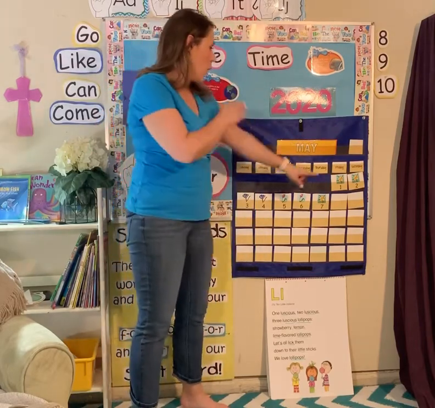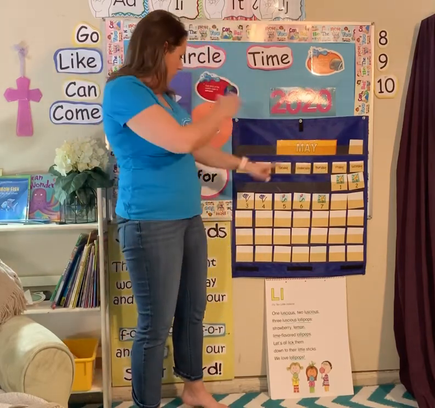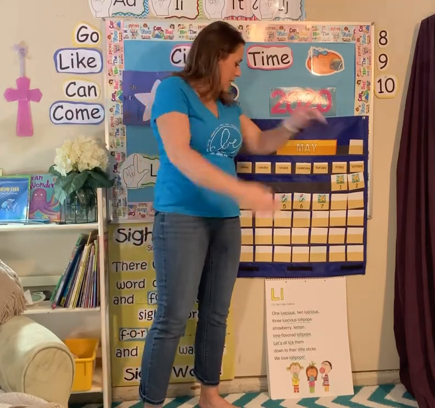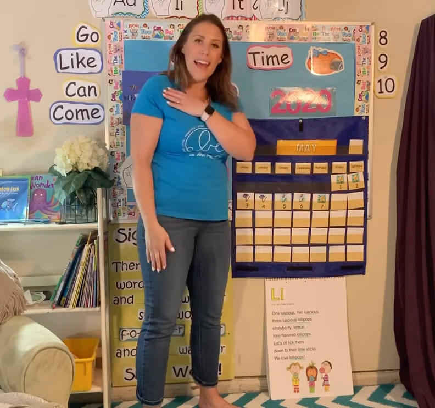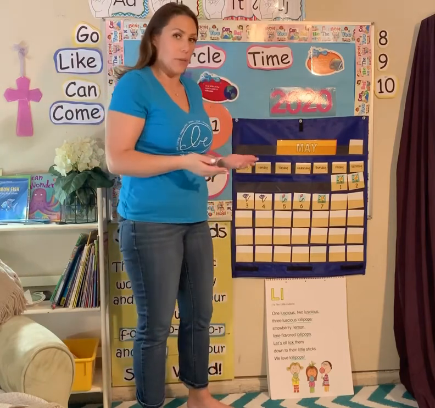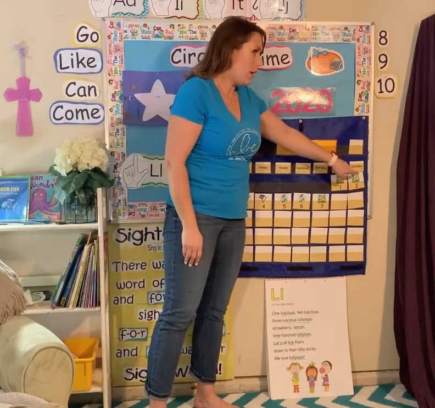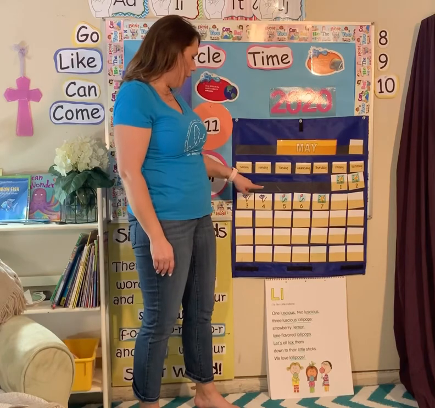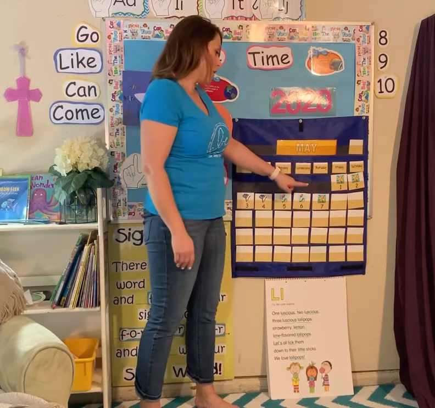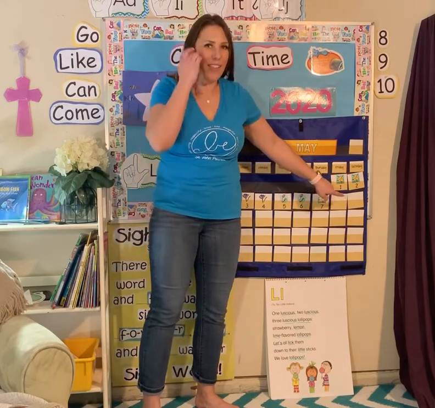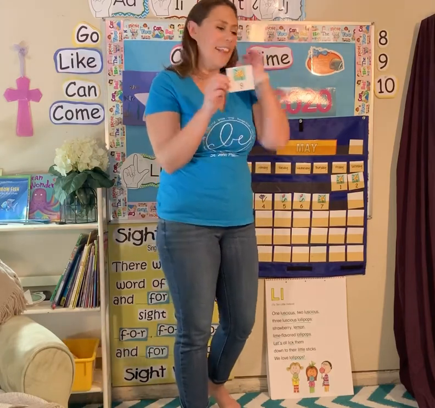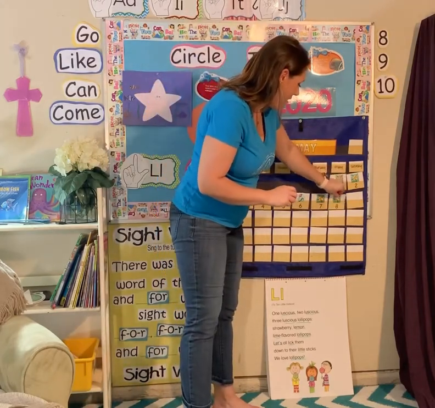Ready? One, two, three, four, five, six, seven, eight. Good. Now, we talked about our pattern yesterday. Let's go over it again. Are you ready? Yellow, yellow, purple, purple, pink, pink. And then we're going to repeat it. So we have yellow, yellow. Good. It's the eighth day of May.